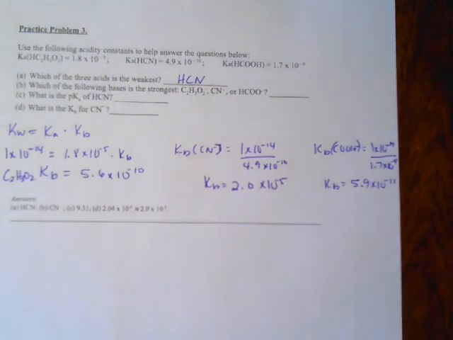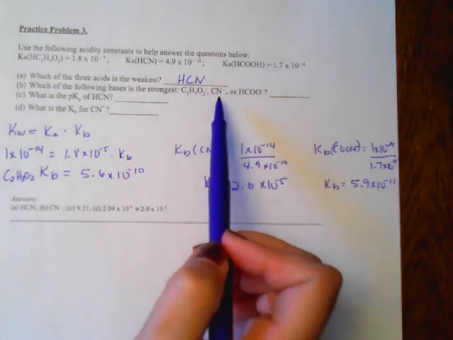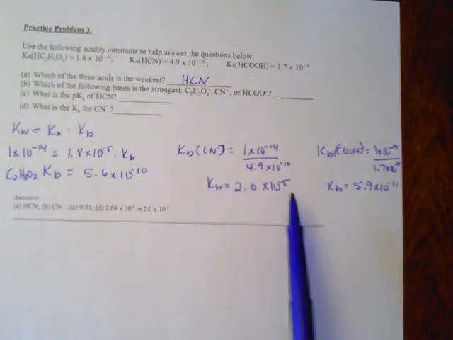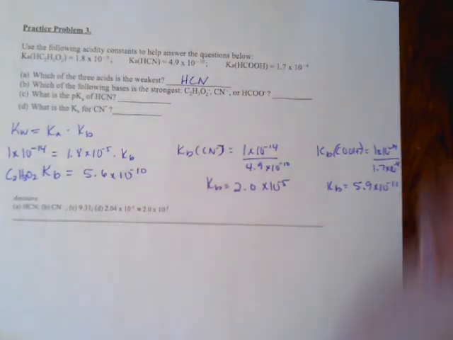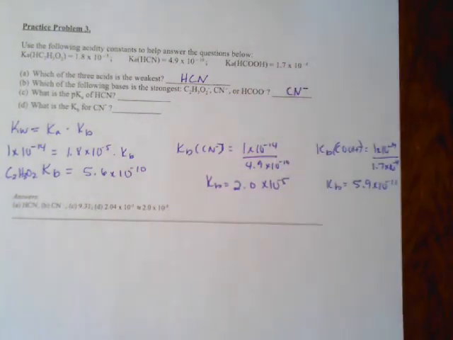And so we can see here that the Ka and the corresponding Kb are basically opposites, right? So the weakest acid then has the strongest conjugate base, which makes sense because if you're not more acidic, then you have more basic, right? So our cyanide ion is our strongest base.